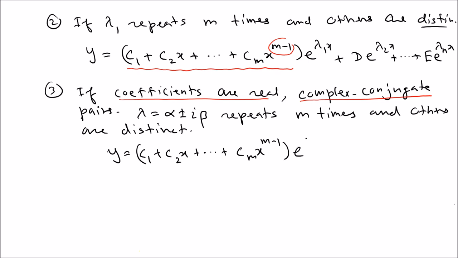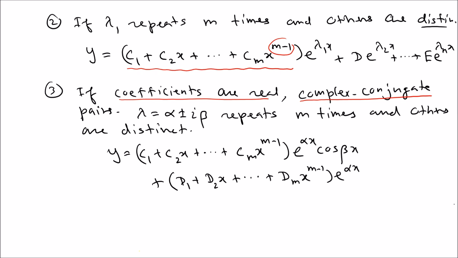That's the coefficient of e^(alpha x) cosine beta x plus a similar term for sine. So we have D1 plus D2X, like that, DmX^(m-1) e^(alpha x) sine beta x, and then plus the other terms, all the non-equal ones. But see the format. So we have 2 there. So that means we already have 2m terms, because there are 2m many terms, and then the rest, n minus 2m many terms, are going to follow the other pattern. Okay, so that's the idea.